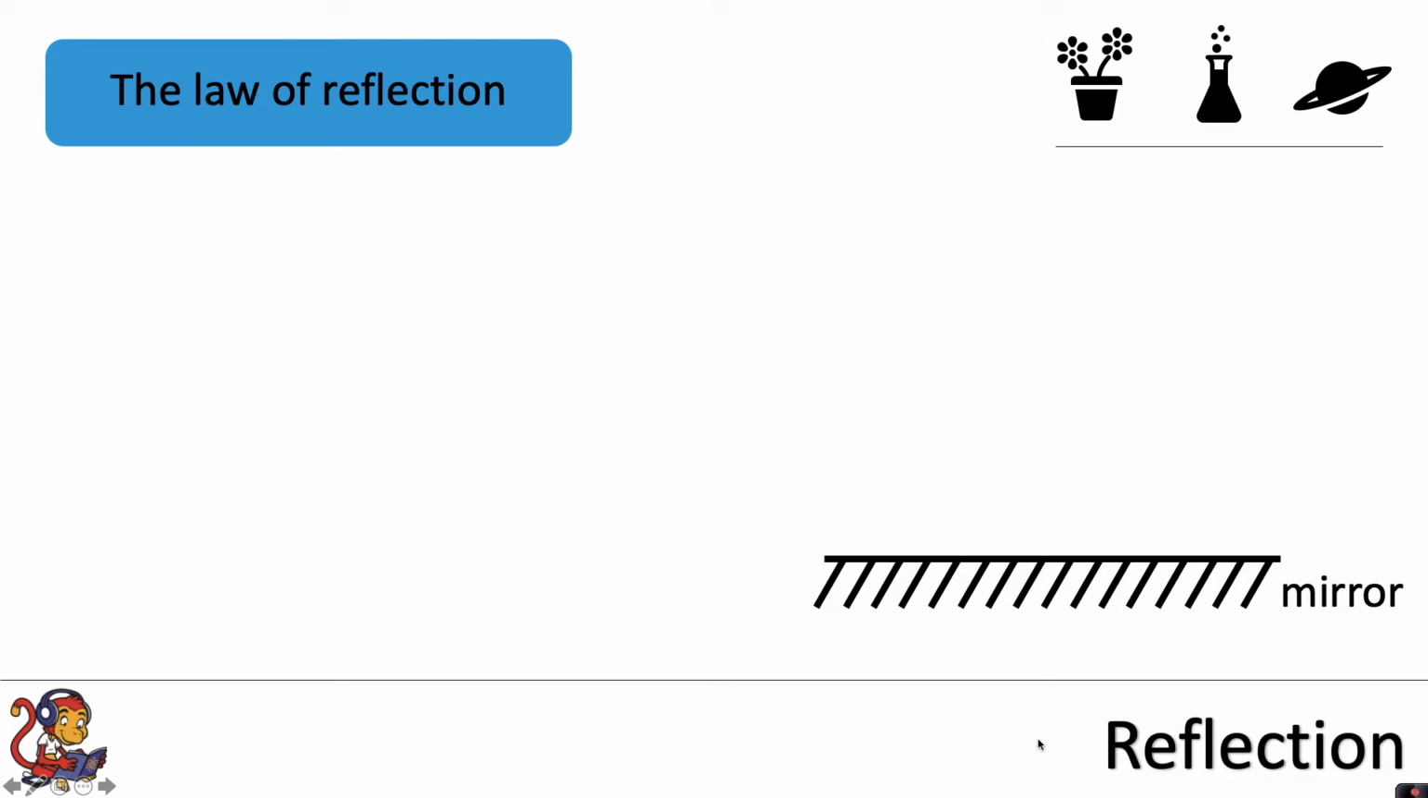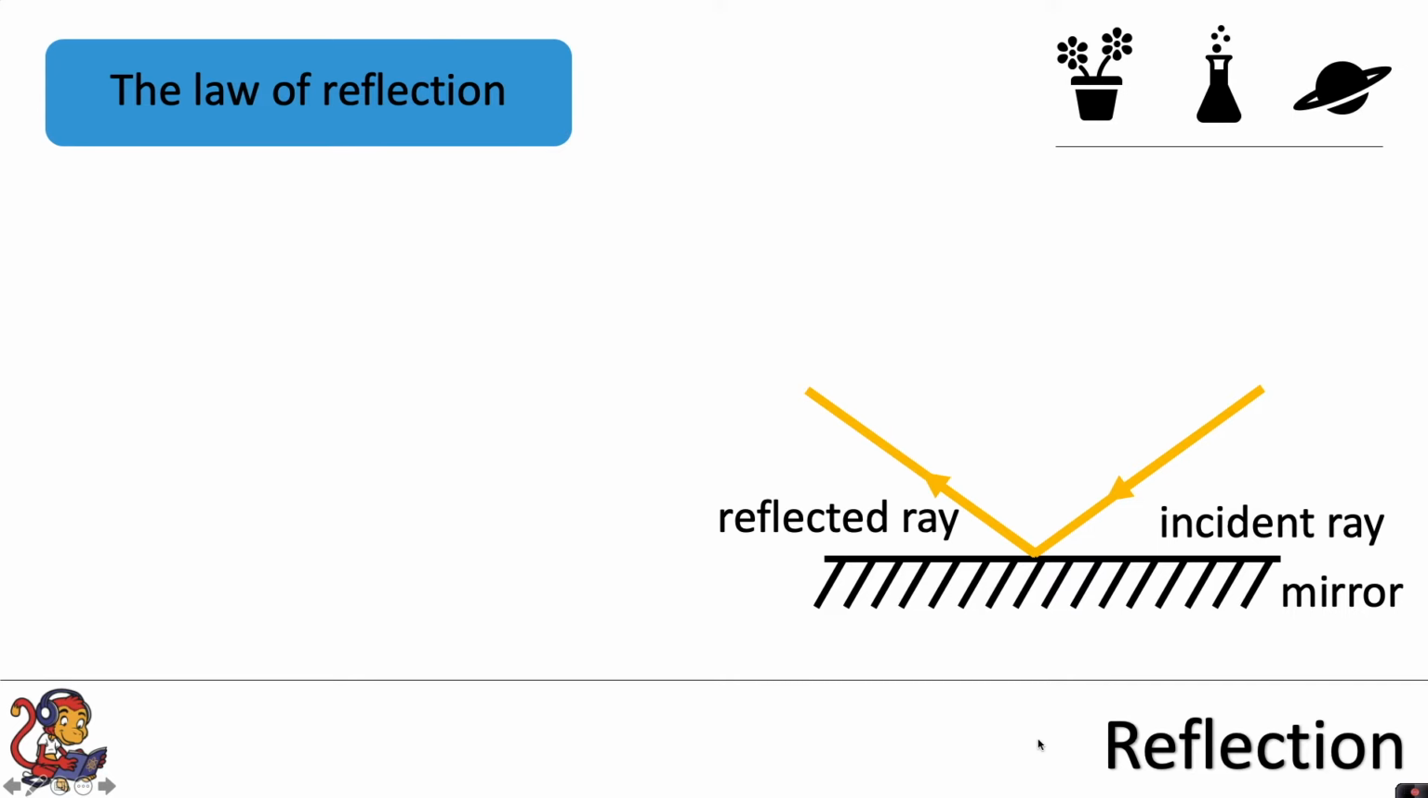So here's a mirror, and we would call this a plane mirror because it's flat. And we just draw diagonal lines to show the back of the mirror. Here we've got a light ray coming into the mirror, and we would call this the incident ray. And as it hits the surface of the mirror, it would be reflected back. So this is called the reflected ray.